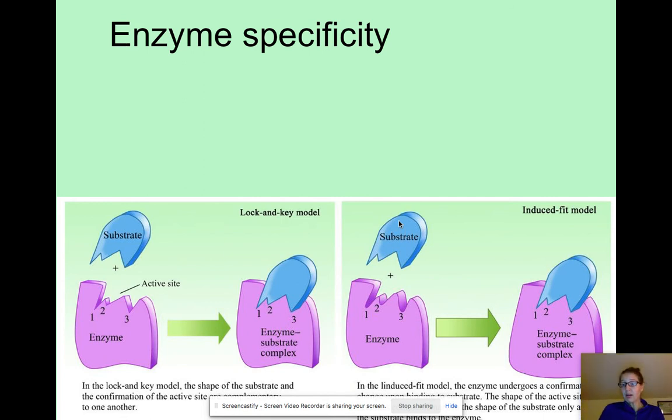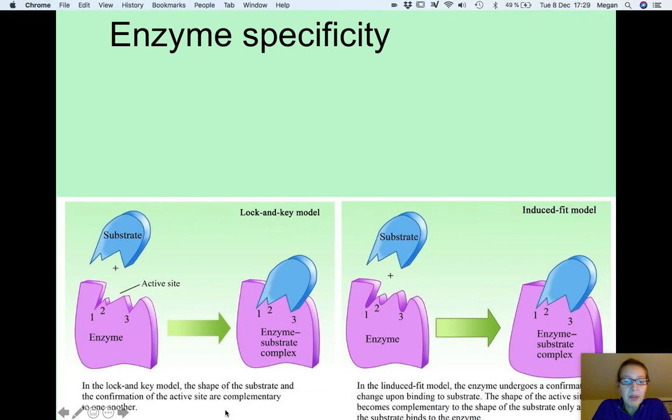Enzymes are very specific to the substrate. So sucrase will break down sucrose into glucose and fructose, but it's not going to break down maltose. You need the enzyme maltase to do that. So enzymes are very specific to the particular substrate that they have.